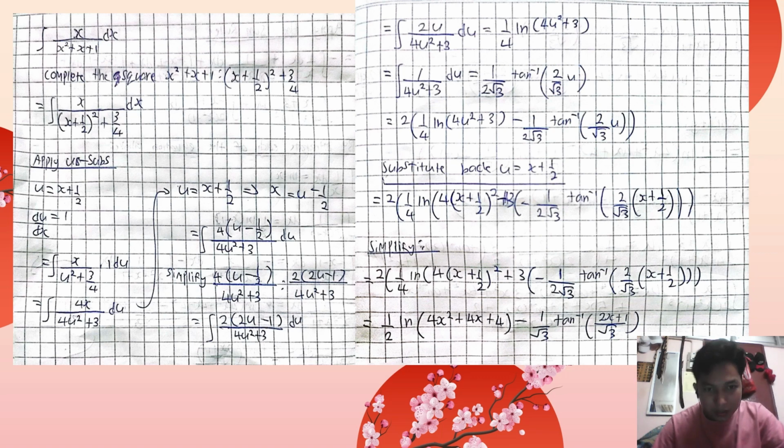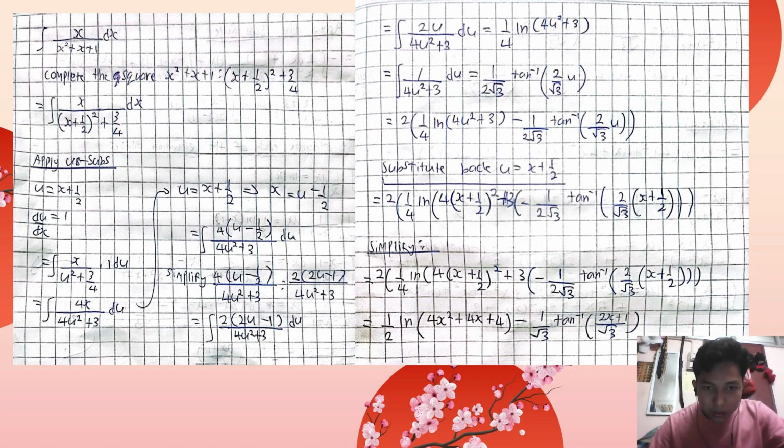Inserting the new x, we get the integration of 4 brackets u minus 1 over 2 over 4u squared plus 3 du. Simplifying it, we can get 4u minus 1 over 2 over 4u squared plus 3.